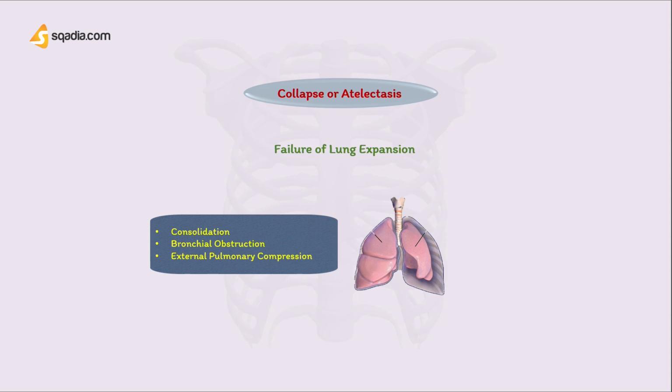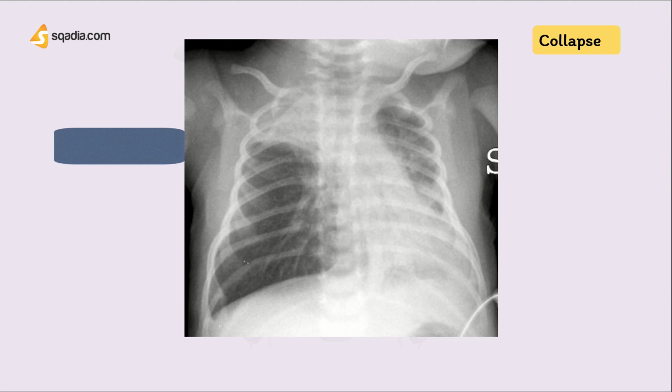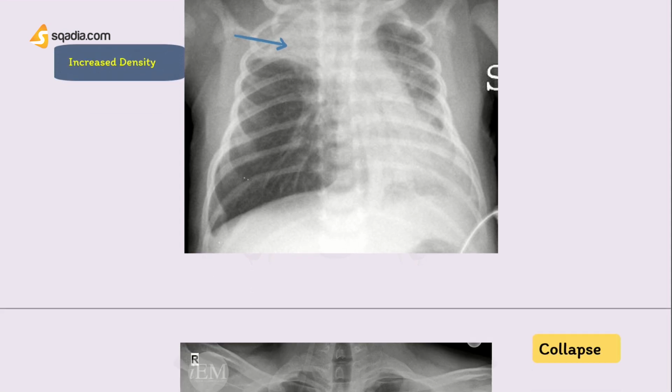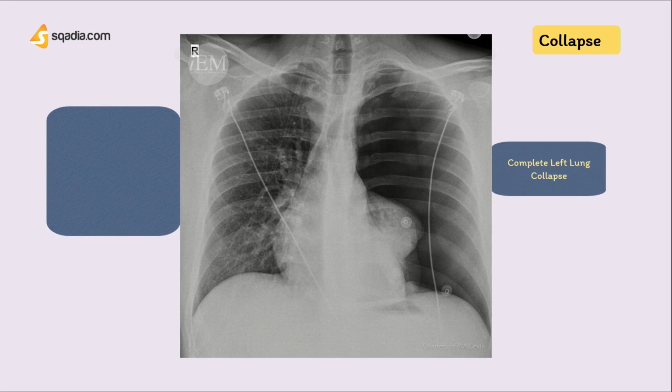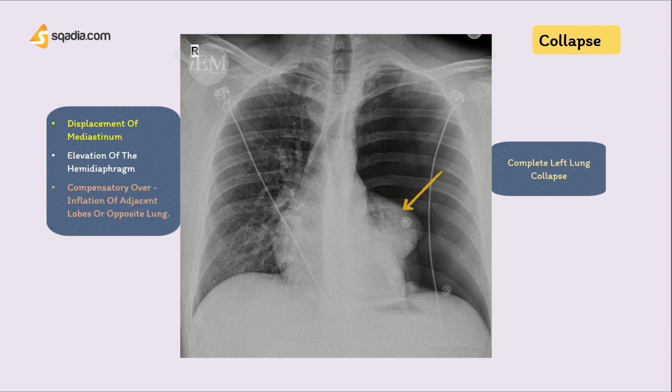Now, general features of a collapse on a chest radiograph include an increase in density representing lung devoid of air, as shown in this image of a right upper lobe lung collapse. And a complete left lung collapse is also shown, which shows signs indicating decreased lung volume, such as displacement of the mediastinum or trachea towards the collapsed lung and elevation of the hemidiaphragm, as well as compensatory overinflation of adjacent lobes or the opposite lung.